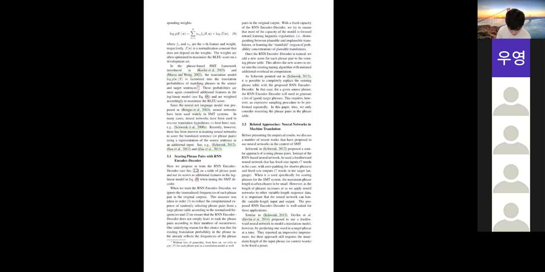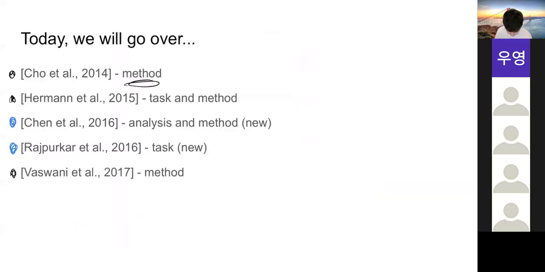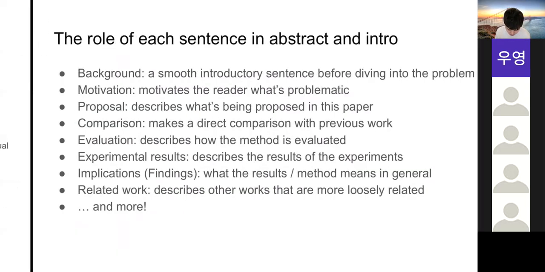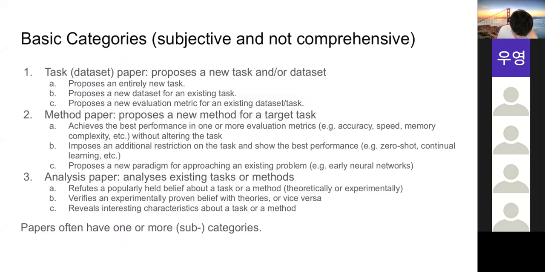So let's go back to the categories. We know that this is a method paper, and we probably cannot say it achieved the best performance. We can say it kind of falls into B and C, because it's imposing an additional restriction that you're mainly comparing against neural network models. But also, it's proposing a new paradigm in the sense that it doesn't contain any rule-based components. It's entirely data-driven. It's fully neural network based.